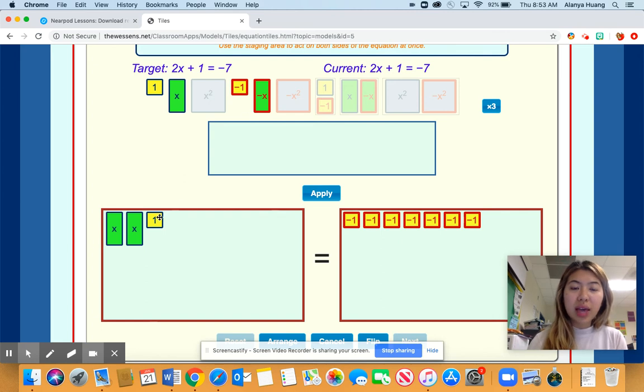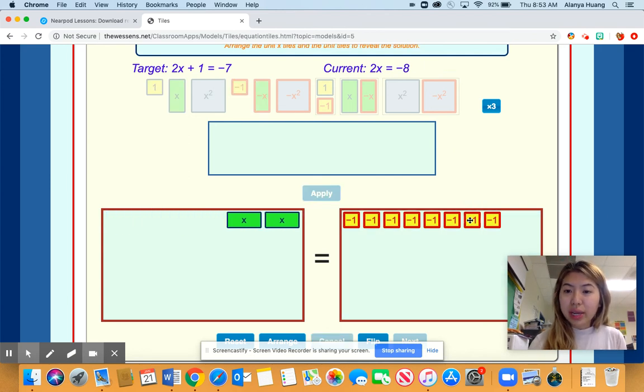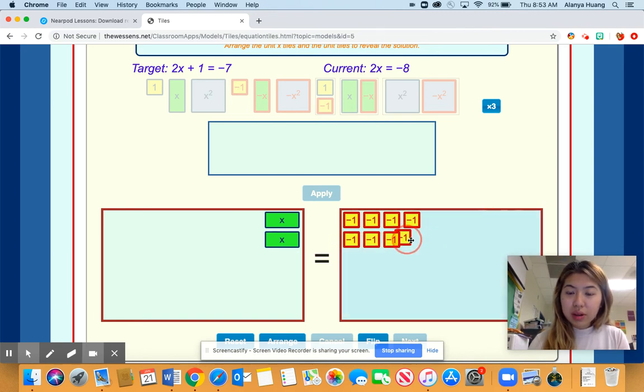To make our first zero pair of the constant, we have to add a -1 to both sides. I'm going to apply it, and to apply it, I have to drag it on top. In this case, I can't neutralize it, so I just add another -1. Now I have to make equal groupings of the constants, so that I see that x is equal to -4.